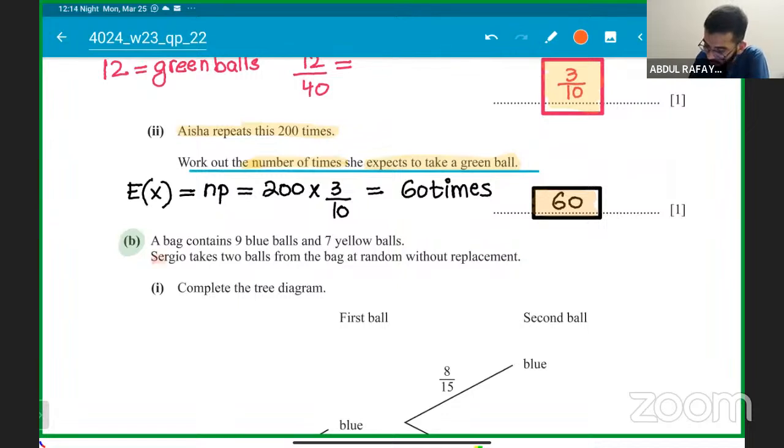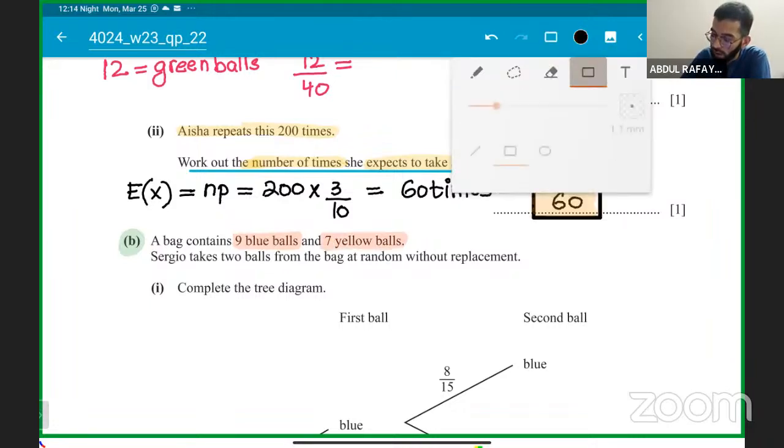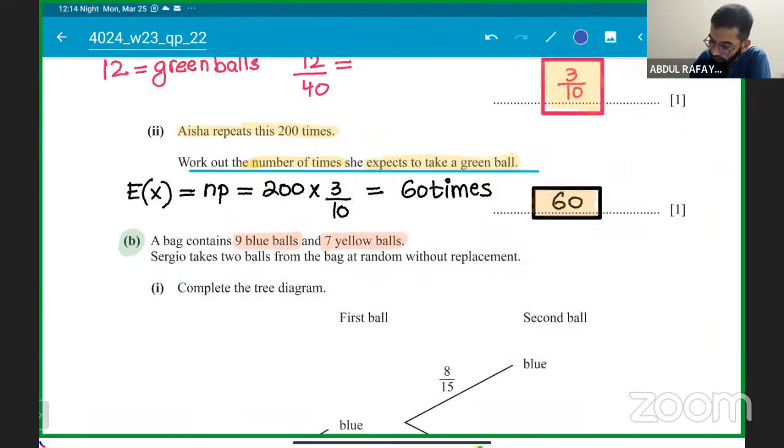Next, we have Sergio. We can say that a bag contains 9 blue balls and 7 yellow balls. A bag is containing 9 blue balls and 7 yellow balls.